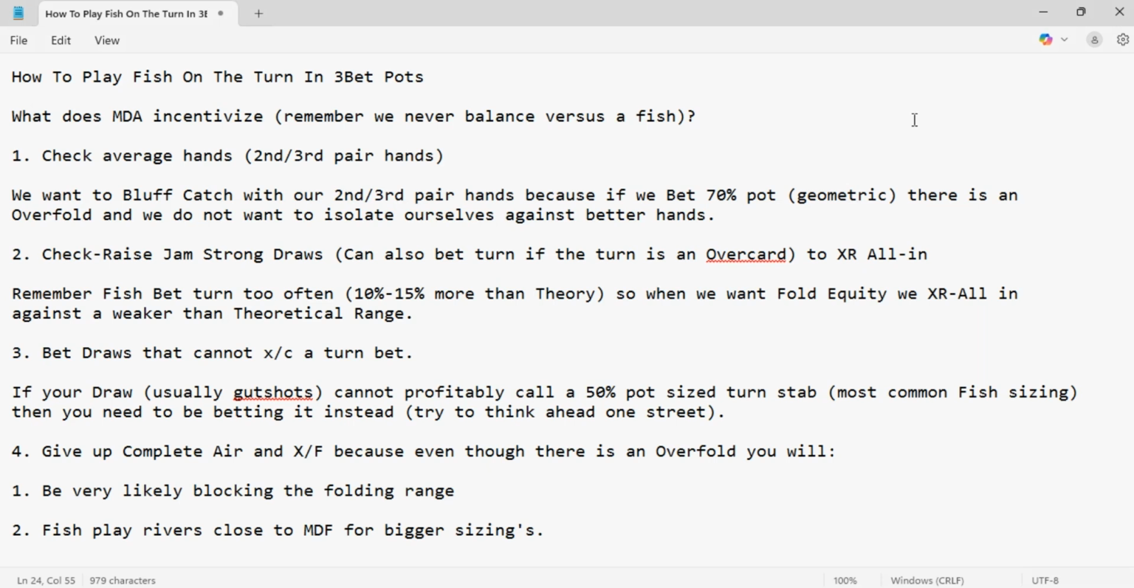Today we are going to be talking about how to play fish on the turn in 3-bet pots. But before we get to the turn, let's just talk about the flop very quickly.